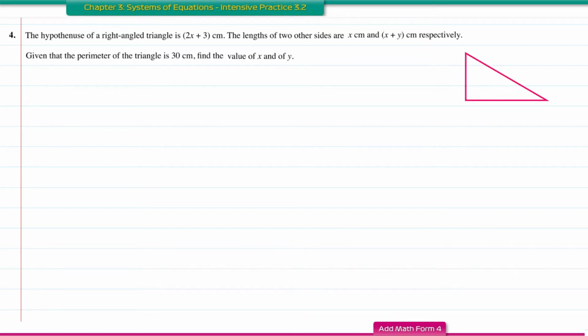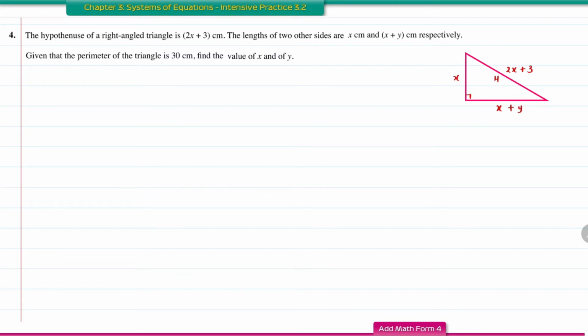Alright, so here I have a diagram of a right angle triangle. It is stated that the hypotenuse is 2x plus 3, so this is our hypotenuse, and it's going to be 2x plus 3. The other two sides will be x and x plus y. So I'm just going to label this as my x, and the other one is x plus y.